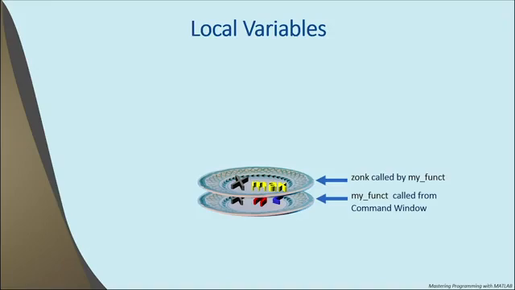The most important thing to notice, though, with this stack business is even though zonk and myfunct both have a variable named x, there's no confusion between them. It's just like having one good-looking man named Mike in the MATLAB video and a second Mike just as good-looking in the surfing video. They're different people, even though they have the same name.